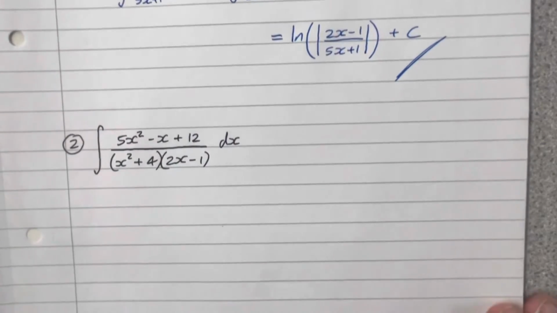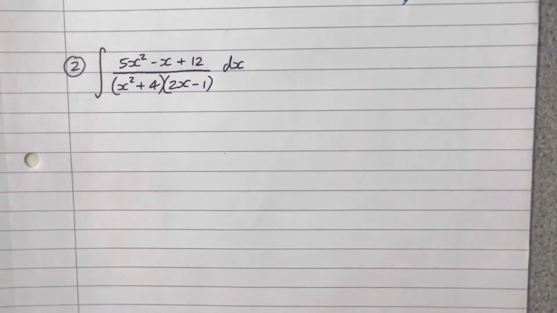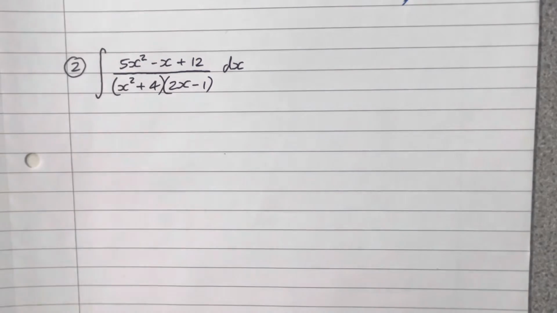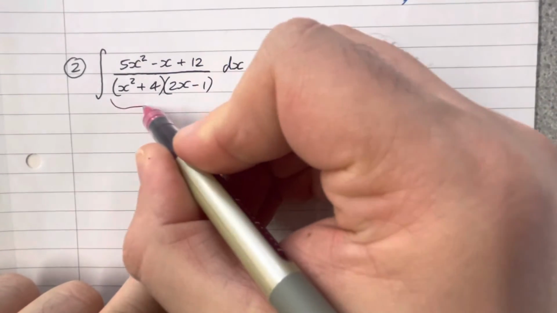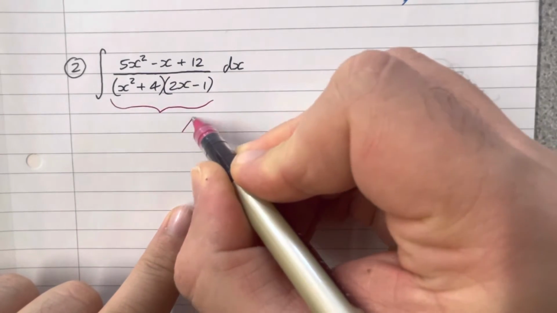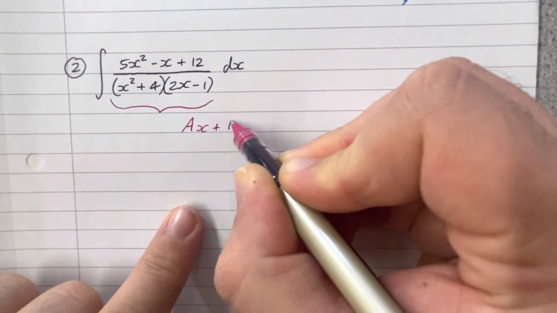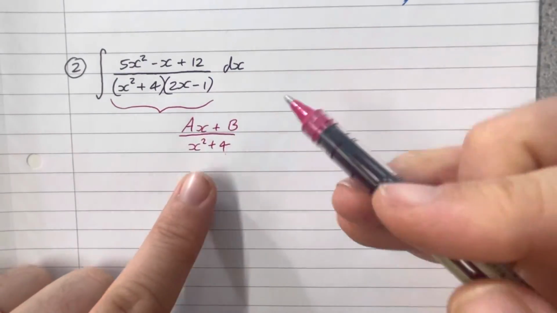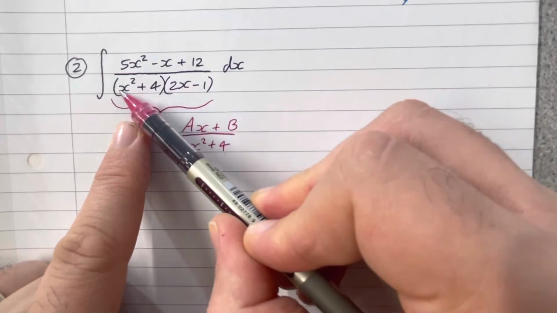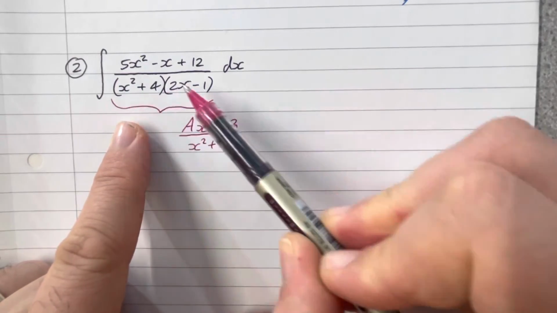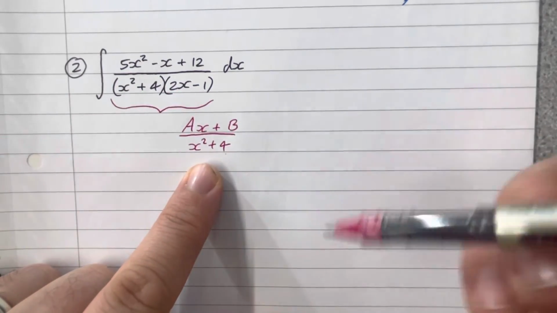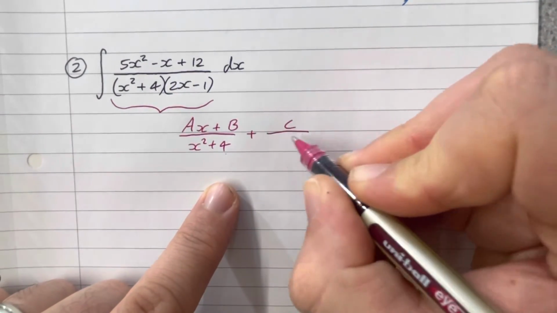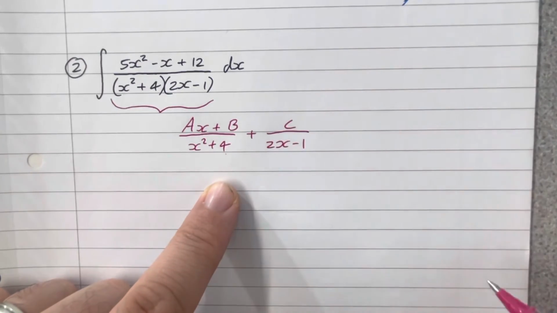Example number 2. Okay, slightly different. It's got a different partial fraction to deal with. So what I'm going to do is, again, split it out into partial fractions. And in this case, it's going to be ax plus b divided by x squared plus 4, because that quadratic doesn't factor out any further, so I can't split it out into 2. So I have to put a linear on the top. And then I've got this linear factor, which is going to be another constant divided by 2x minus 1.